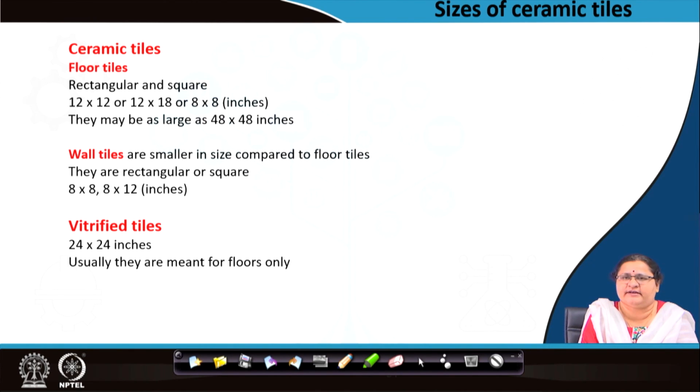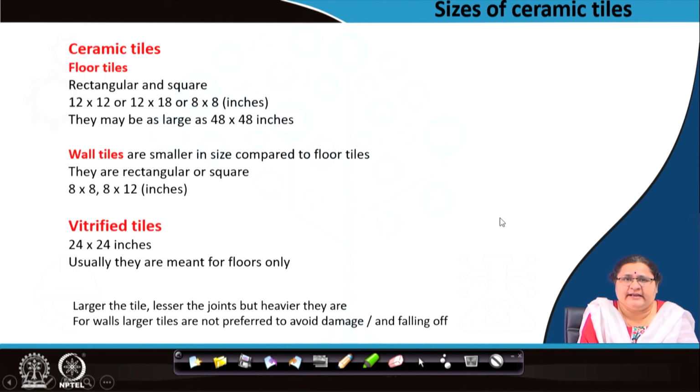But vitrified tiles are bigger, joints are less, it is minimum 2 feet by 2 feet, that is 24 inch by 24 inch, 600 cross 600 millimeter. Larger the tile, lesser the joints, but heavier they are. So, wall tiles are preferred to be smaller to avoid damage and falling off.